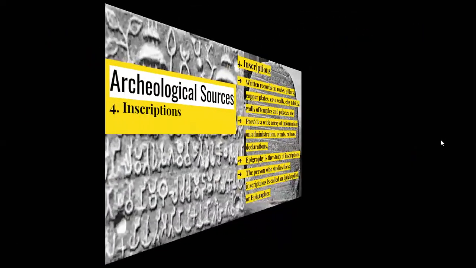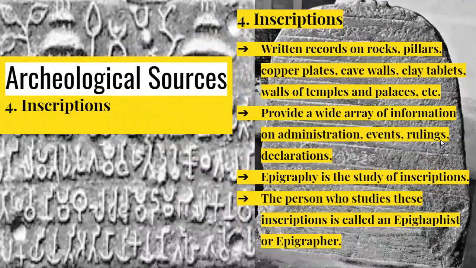Next, what we have, children, is inscriptions. Now, what are inscriptions? Inscriptions, children, are written records that are found on rocks, pillars, copper plates, cave walls, walls of temples, palaces. So any kind of written record that we find on rocks, on solid surfaces, is known as an inscription. Now, you would be thinking, why are they so important? These inscriptions are very important, children, because they tell us about administration, the events, rulings, declarations.